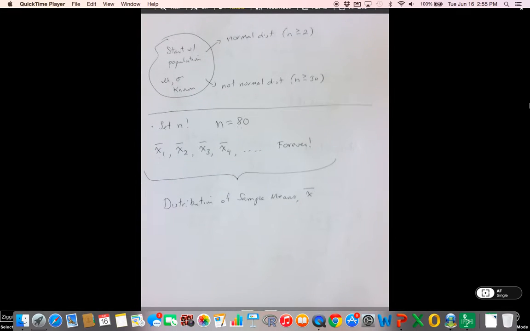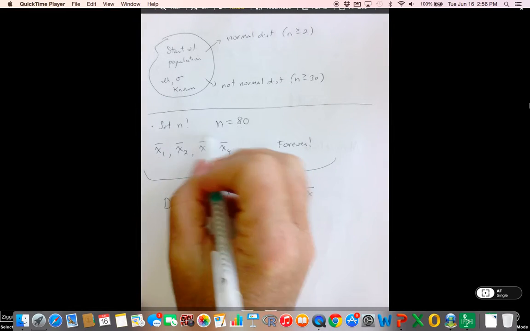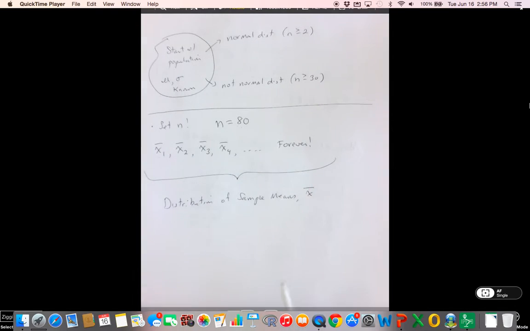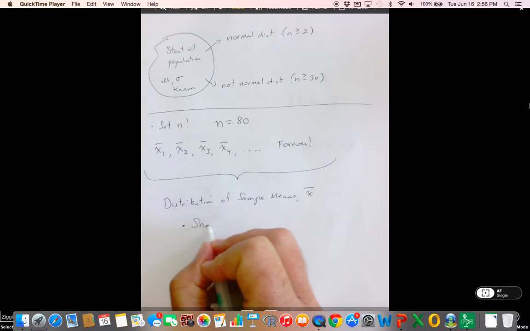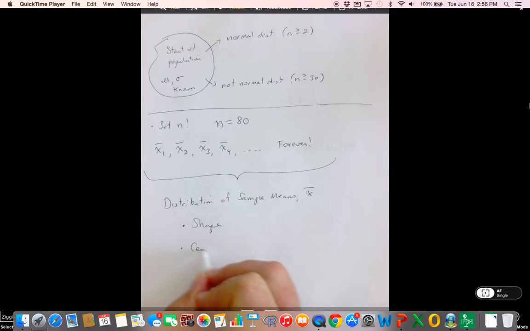So how many do we have? Well, we got a bunch of them. We got infinitely many of them. But what happens when we do a study is we have one of these. And we use one of these to actually make important decisions about whatever we're conducting our study on. Now, what would I like to know about this distribution of sample means? 3 things. I'd like to know the shape. I'd like to know the center. And I'd like to know the spread.